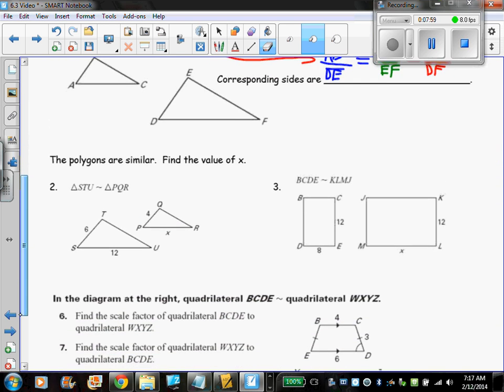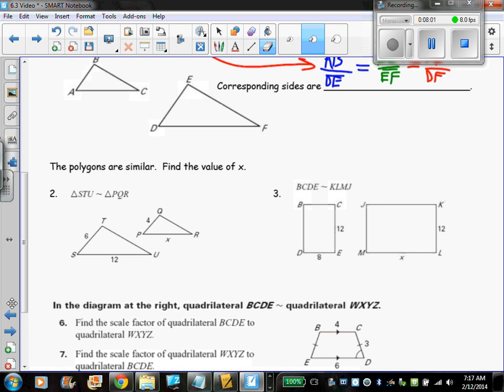So, the example down here. These two polygons are similar. Find the value of x. So we know that ST here is similar to PQ, which means that we'll be able to set those two up in a proportion.